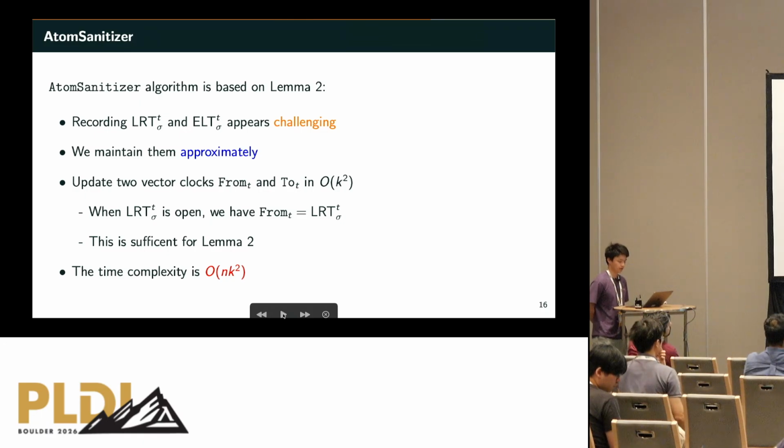Our algorithm is based on lemma 2, and we find that recording LRT and ERT is very difficult, so we maintain them approximately. We can update two vector clocks, from and to, in the complexity of k squared. We make sure that when the LRT is open, we always have the vector clock from equal to the LRT. This should be sufficient for lemma 2 to find an atomicity violation. So the time complexity of the whole program is nk squared.